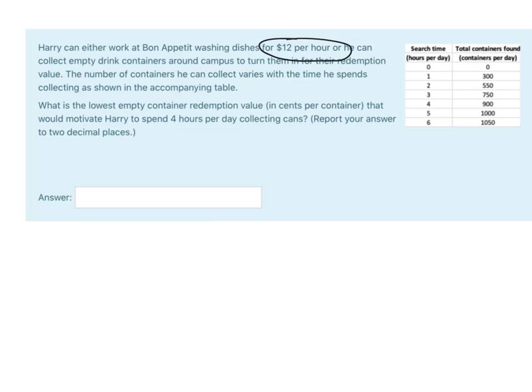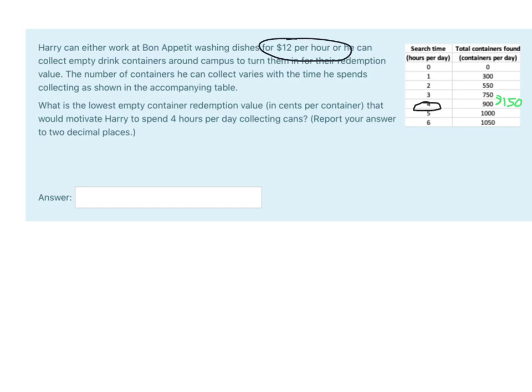What is the lowest empty container redemption value in cents per container that would motivate Harry to spend 4 hours per day collecting cans? So we see that this 4th hour collecting cans, I'm going to make that pen a little lighter color so it doesn't obscure so much. We notice that in that 4th hour, he gets 150 cans. So the benefit of working is 150 cans and bottles with deposits on them.